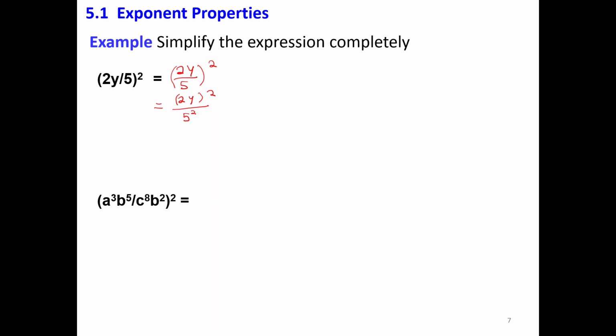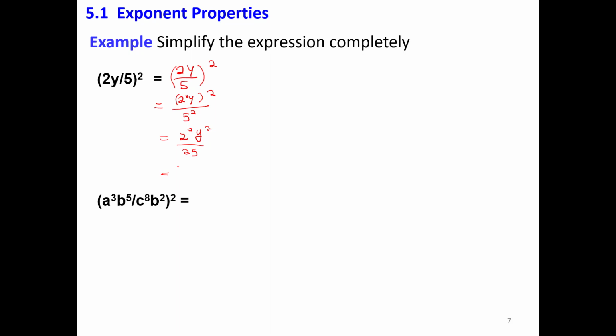Now here we can apply the power of a product. Yes, in this case, then we will have... Remember, if we had a number, we need to also apply the property. Then 2. 1 times 2 is 2. Y is 1 also. 1 times 1. 1 times 2 is 2. Over 5 to the second, and if you want, you can write 25.